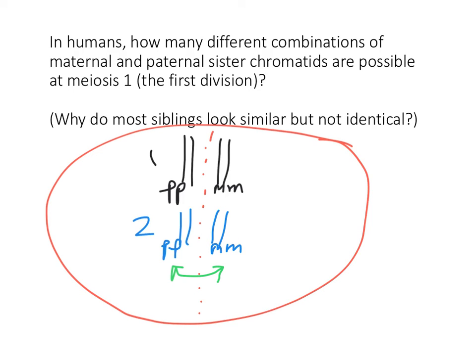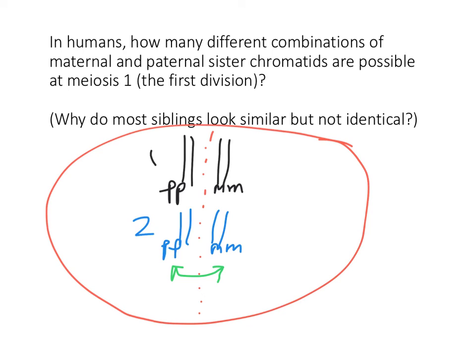And we have 23 pairs of chromosomes. And they can all independently decide which side of the cleavage furrow, which cell they're going to go into at the first division in meiosis. So the question here then, we've done this math in class before, so you know the mathematical approach, we just haven't used it in this context yet.